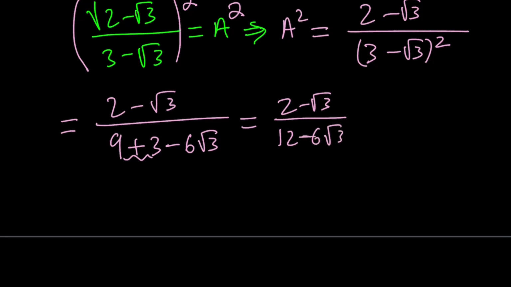And now, notice that I can factor something out of the denominator. And what is that? That's the common factor. The greatest common factor happens to be 6. So I can go ahead and take out a 6. And inside the parentheses, I get 2 minus root 3. Which is again nice.